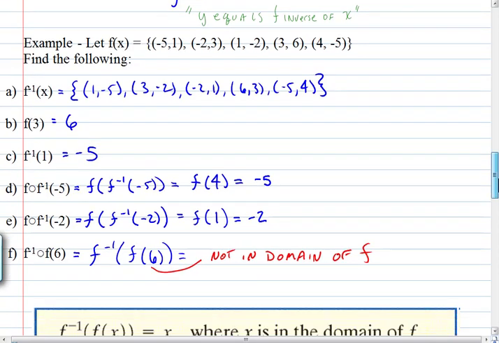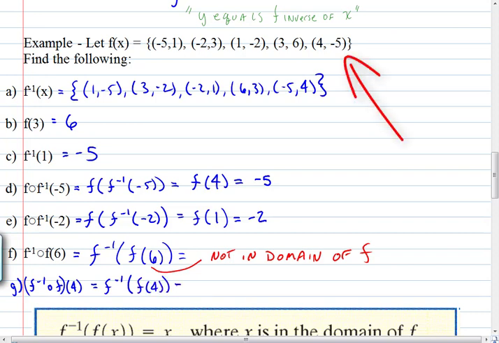Now, someone picked up on the fact that, oh, well, I switched f and f inverse. That's okay. Let's do another one. I could ask you, what is f inverse composed with f of 4? Well, that would be f inverse of f of 4. What's f of 4? Negative 5. So now I'm looking at f inverse of negative 5. And that's going to be 4. Notice I got out what I put in because I composed a function with its inverse.